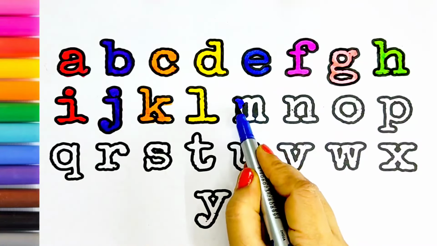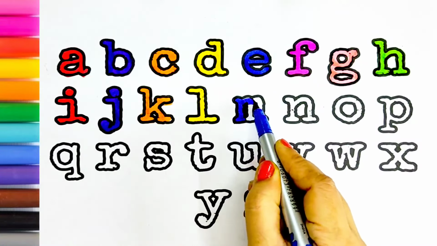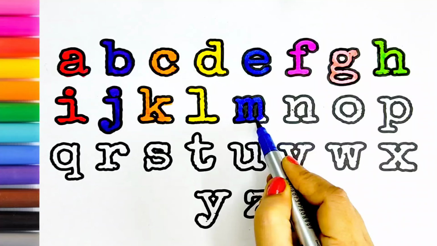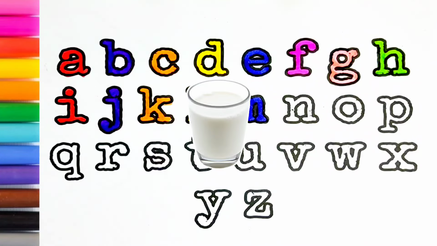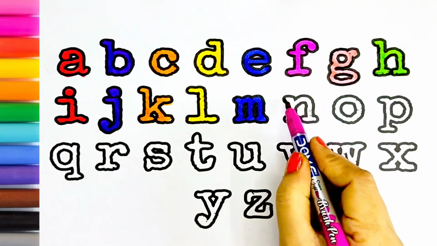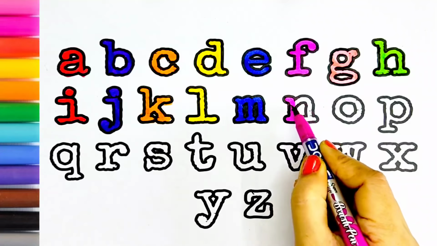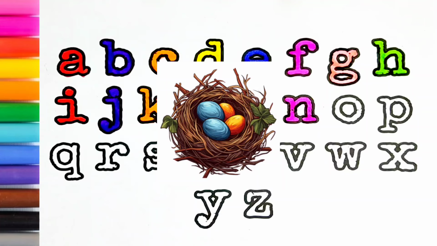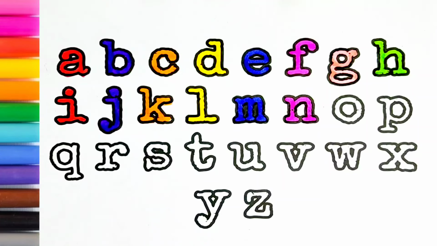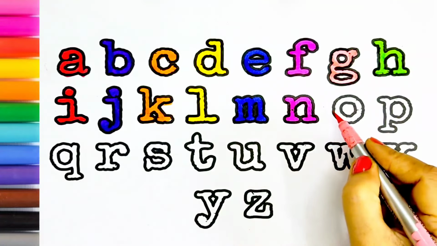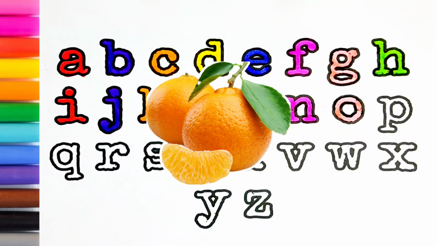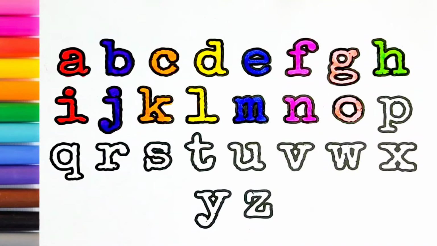Blue color, M. M for milk. Pink color, N. N for nest. Peach pink color, O. O for orange.